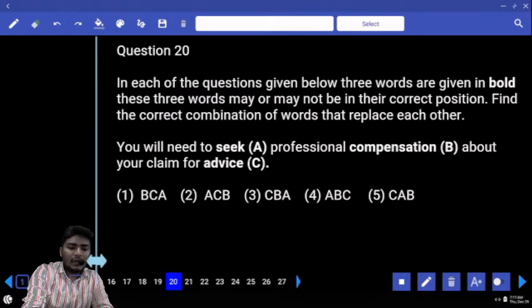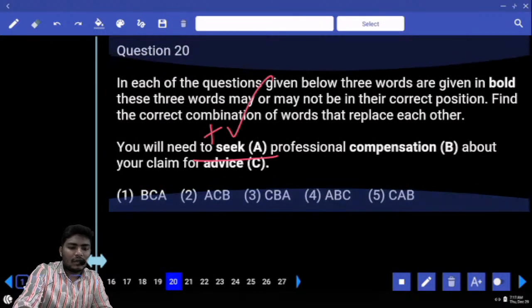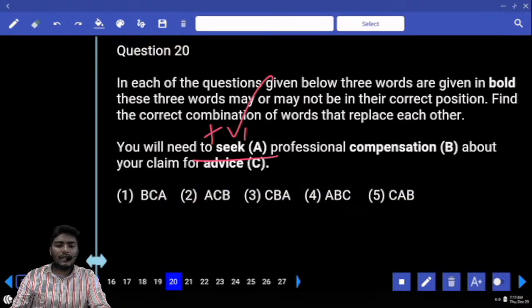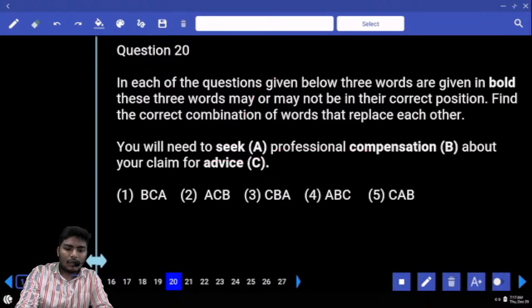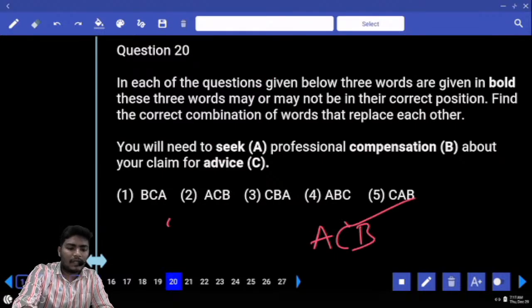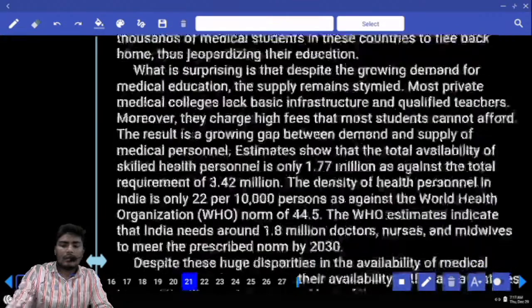You will need to seek, 2 plus V1 is okay here. You will need to seek professional compensation, professional advice. If at all you want to get your compensation, go for the professional advice. So A is as it is, you need to swap only CB. Answer comes with the second case. Next.